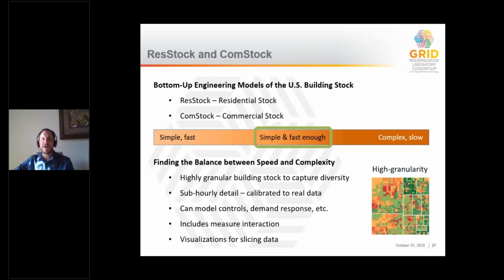To answer these questions and to package those answers into powerful and flexible analysis tools, NREL has developed ResStock and ComStock, which are bottom-up engineering models of the US building stock. ResStock covers the residential stock and ComStock covers the commercial stock. These tools have been developed to achieve a balance between speed and complexity. They are highly granular to capture diversity across and within building types. They are calibrated to real data at the sub-hourly level. They can model controls and demand response strategies. They enable scenario analysis for both efficiency and demand response and account for interactions between potential measures. And they provide visualizations for slicing and analyzing data.